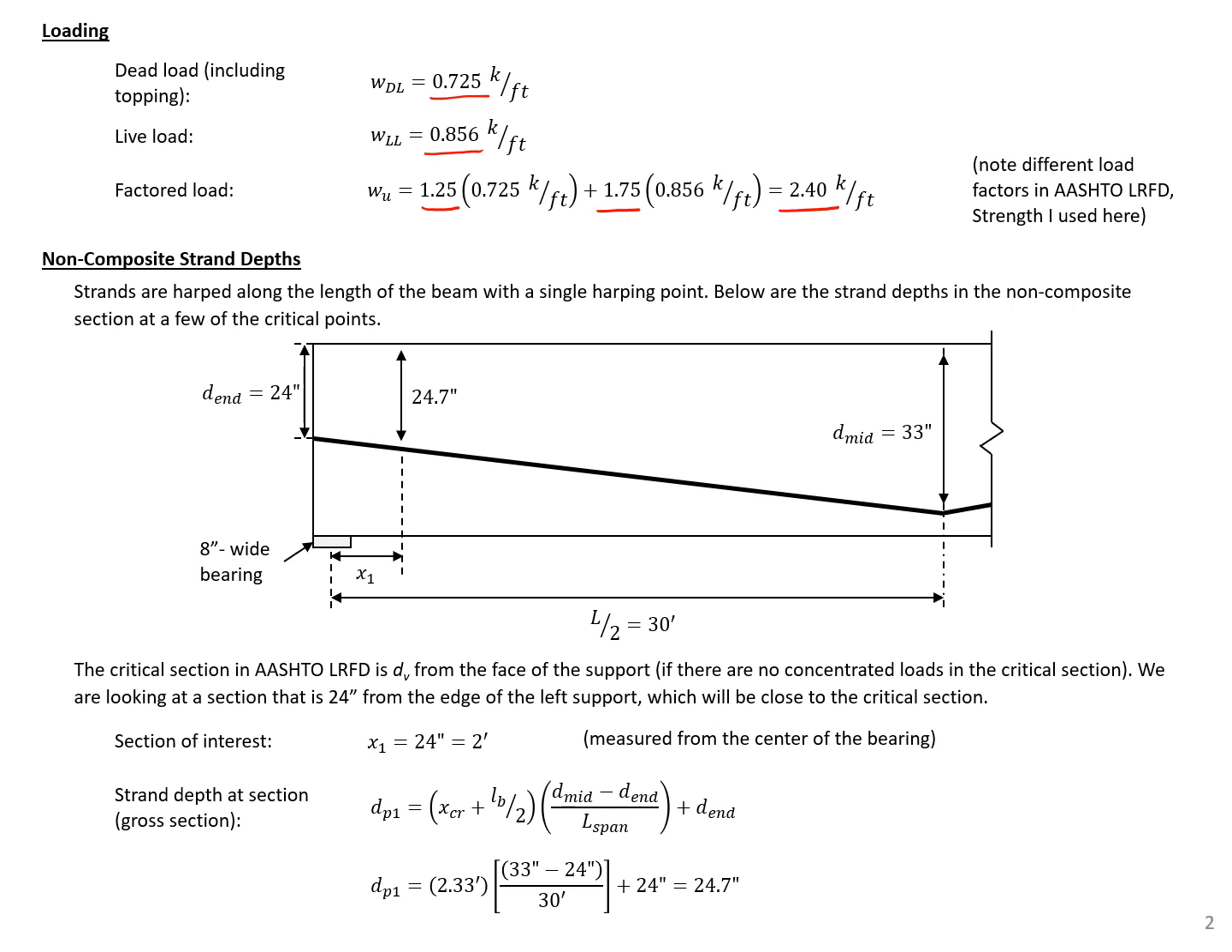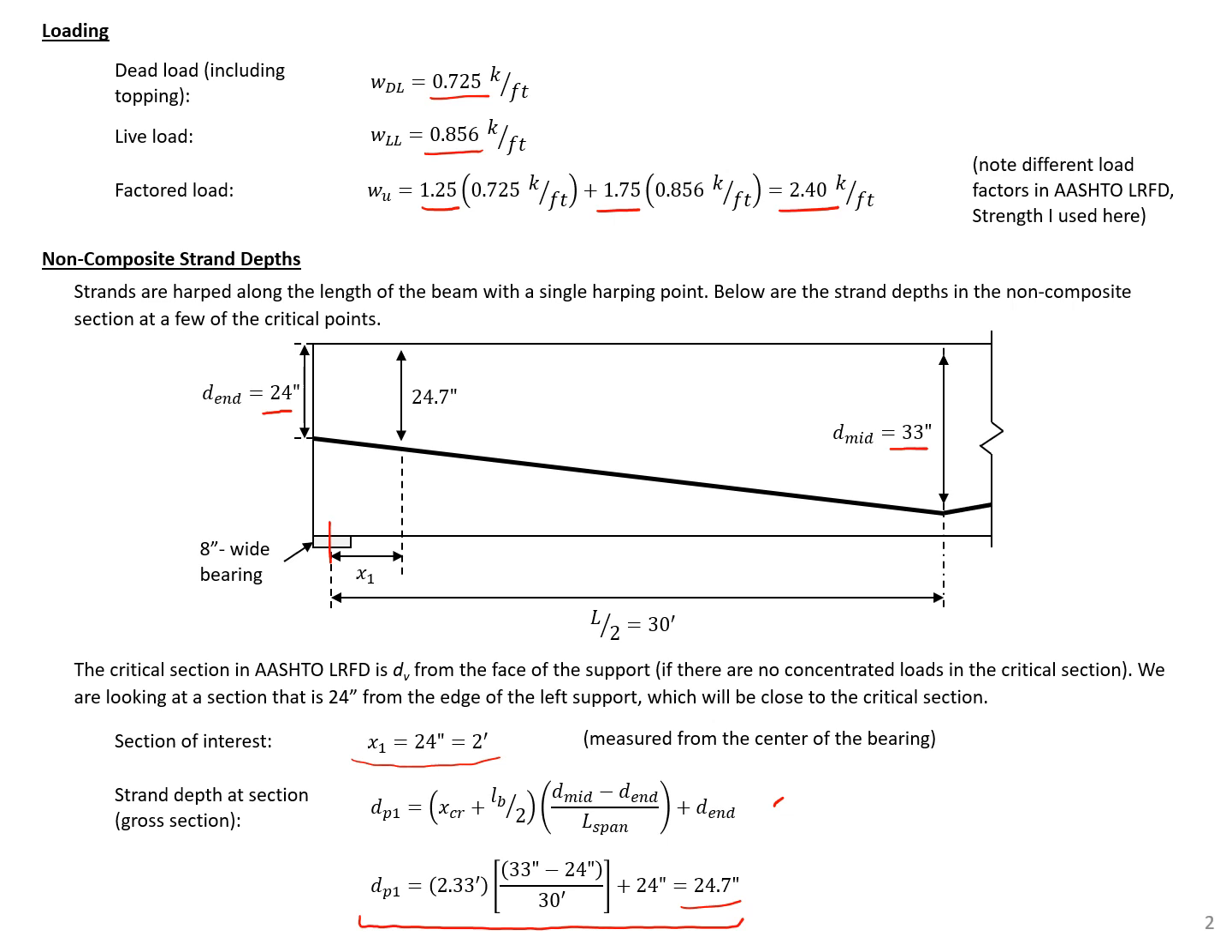We also have harped strands in our section with a single harping point at midspan. So we have our end depth of our strands and our midspan depth of our strands shown here. And we can figure out our depth of our strands at any section, and specifically the section of interest, which for us is 24 inches from the center of our support. And we can find that just by assuming a linear profile. So assuming that linear profile, we can calculate our strand depth here at the section of interest to be 24.7 inches.